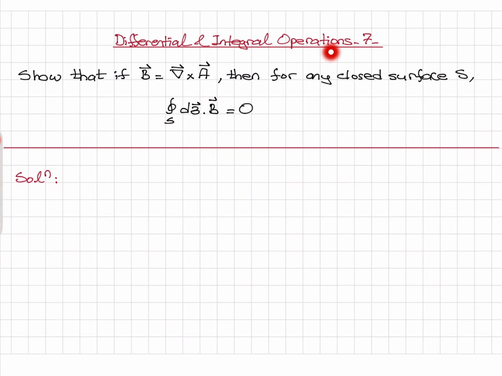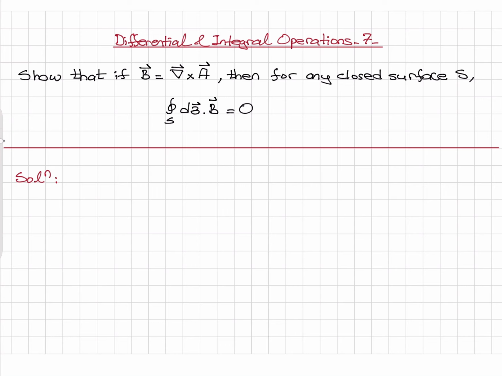Differential and integral operations 7: show that if B vector is the curl of a vector A, then for any closed surface S, the closed surface integral d sigma dot B is equal to 0.